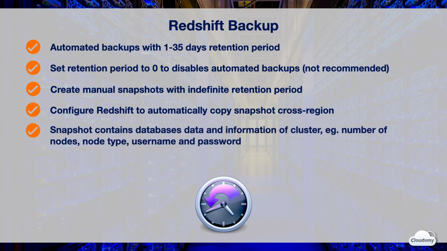A snapshot contains data from any databases that are running on your cluster. It also contains information about your cluster, including the number of nodes, node type, and master username. You can restore your cluster from a snapshot. Redshift uses the cluster information to create a new cluster, and restores all the databases from the snapshot data.